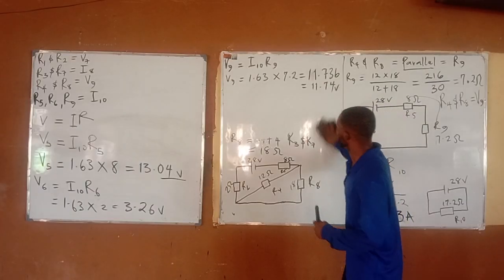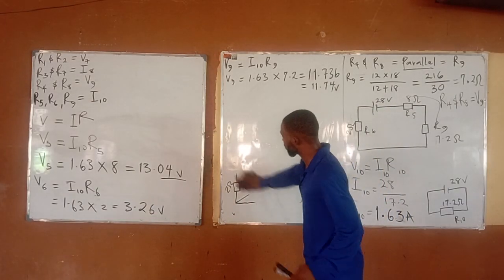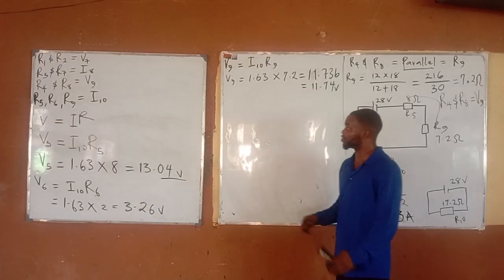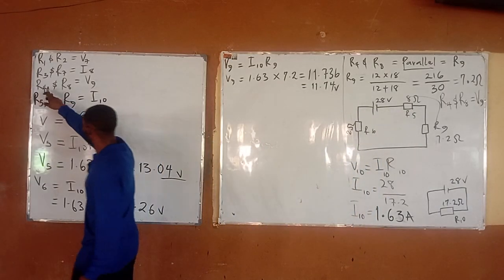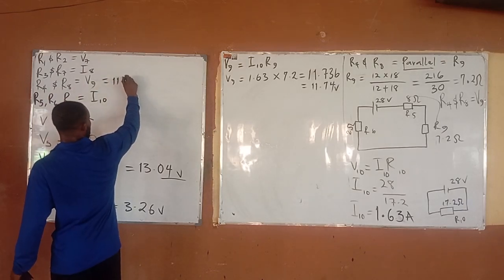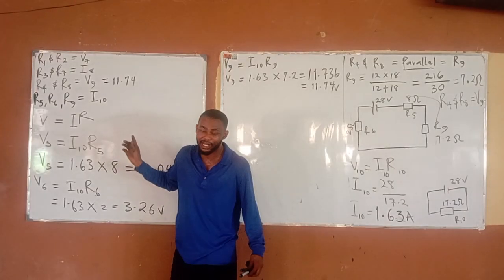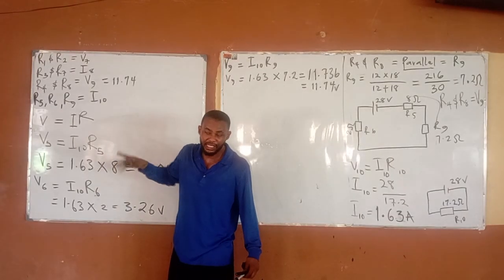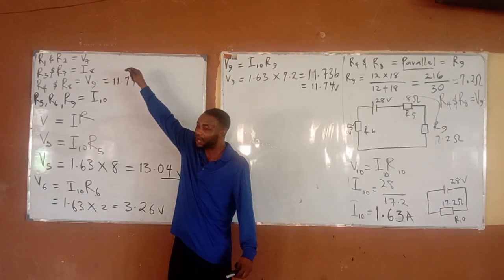Now that we've gotten V9, see what it helps us do. See that I have V9 now. So if I come here, I can say R4 and R8 is simply equal to 11.74. That is why I said start from the last one, that is the final resistance, and then keep going up. So when you're doing it, it helps you once you're able to outline this thing.